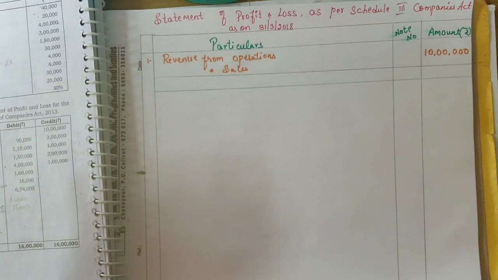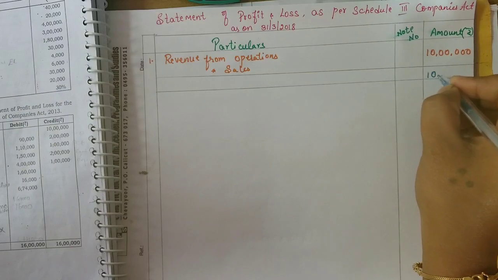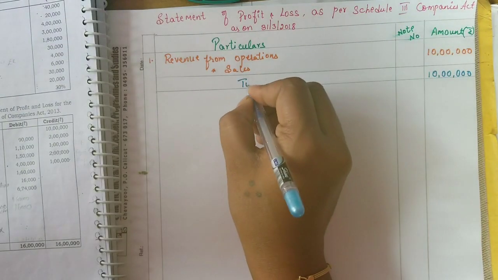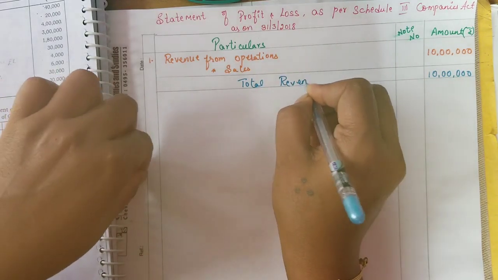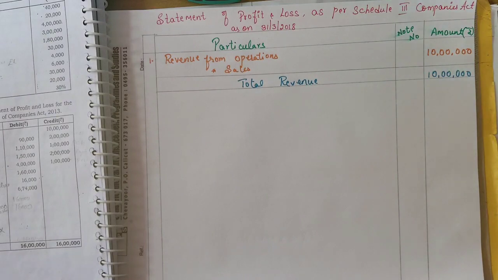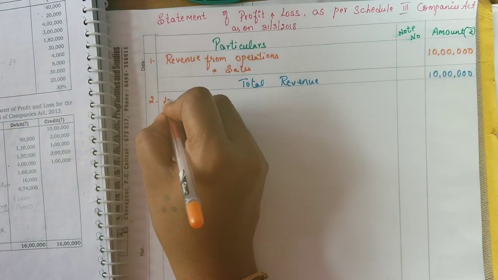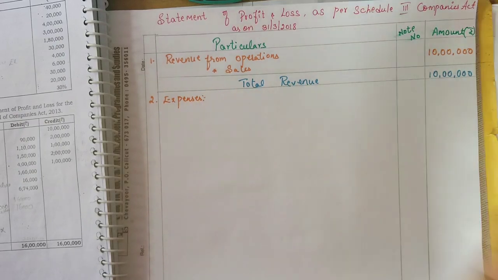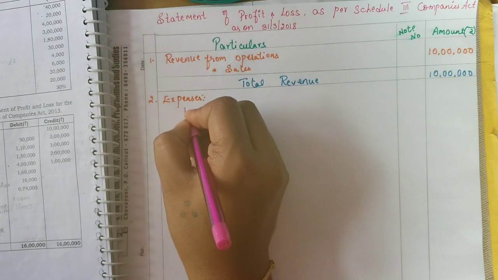Total revenue will be 10 lakhs. That is the total revenue. Moving on to the second heading, that is expenses. So under expenses, what is the first item that we have? Let me see first.